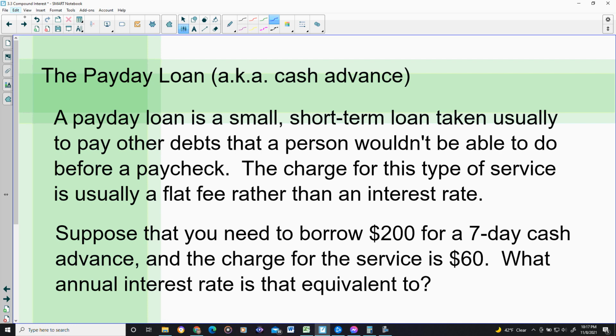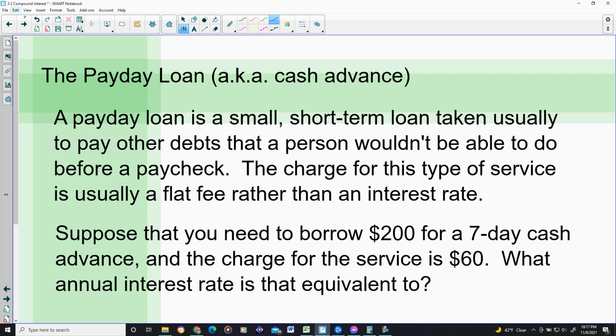The charge for this type of service is not an interest rate because the amounts are very, very low. Instead, it's a flat fee. But in many ways, that is way, way worse, as you'll see. So if we were to do an interest rate, most of these loans are very small. We're talking a couple $100s.